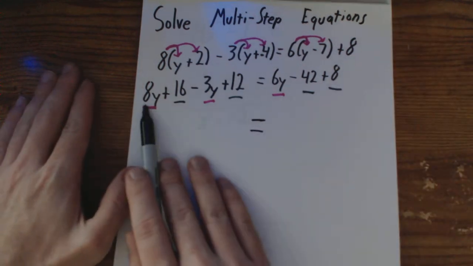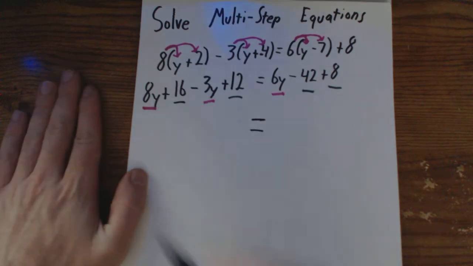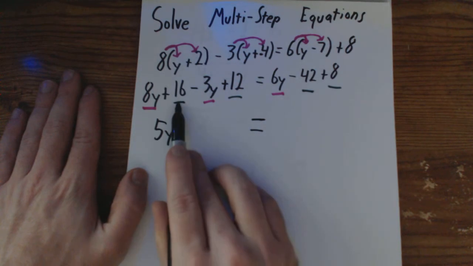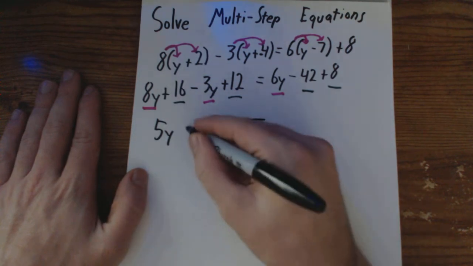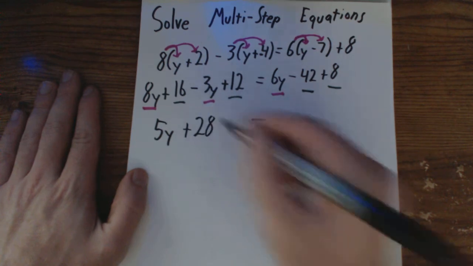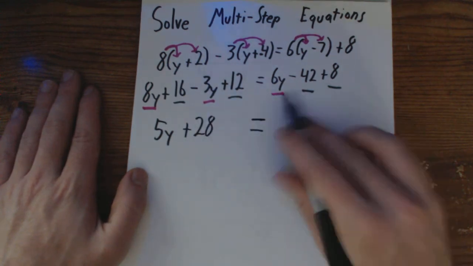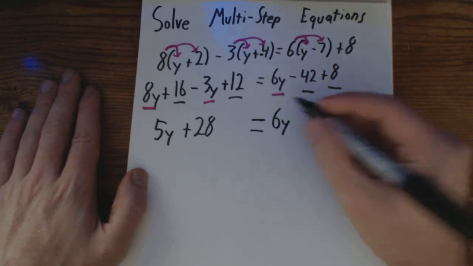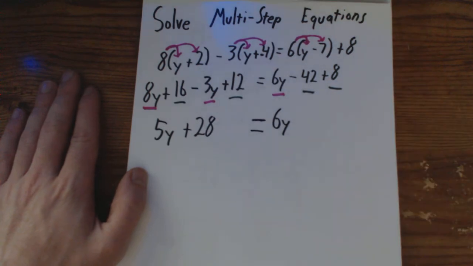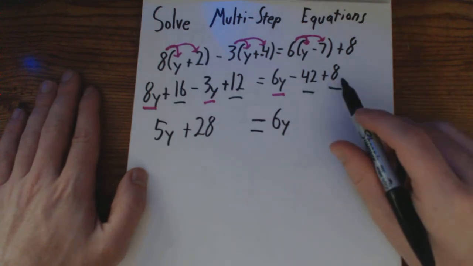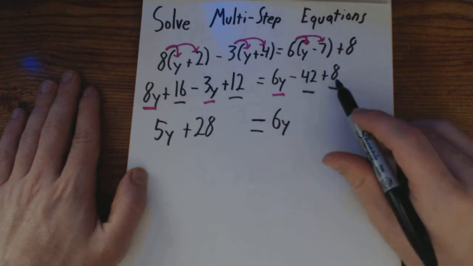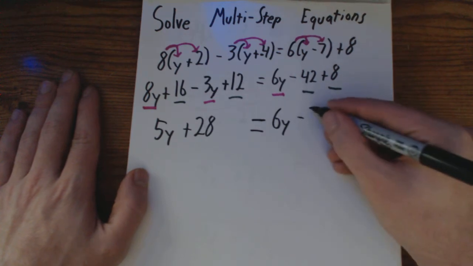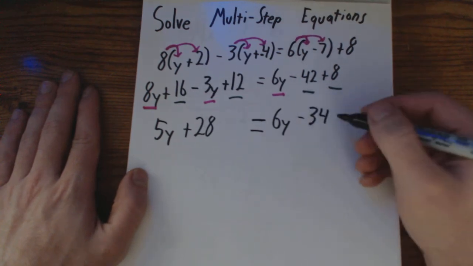So I'm going to take 8y, subtract 3y. I would have 5y left on that side. 16 plus 12, that's going to give me plus 28. On the other side, I only have 6y, and I don't have any other y's to combine it with, so I'm just going to bring that straight on down. Negative 42 plus 8. If you take a negative number and you add something positive, you're going to get closer to being positive. So it's going to come out to be negative 34, or minus 34.